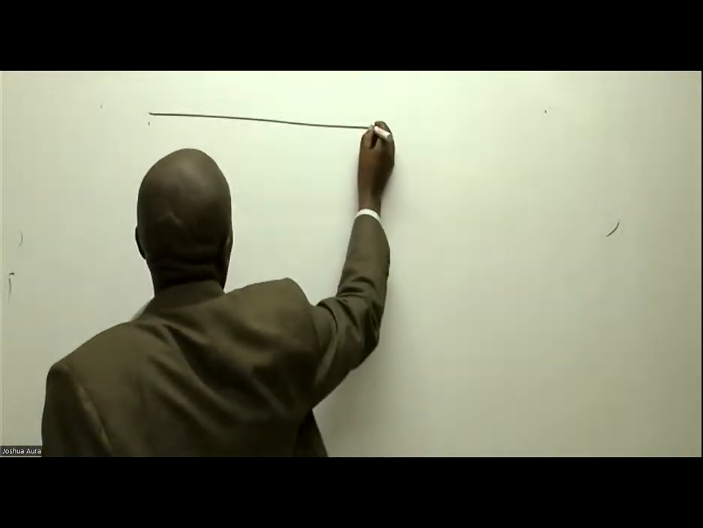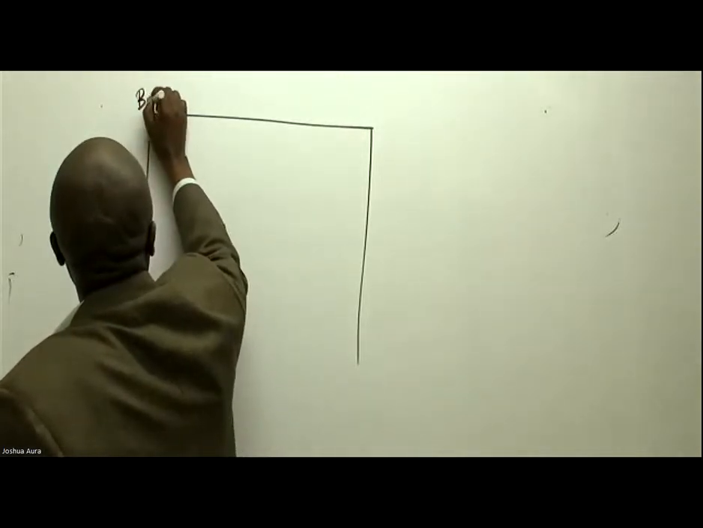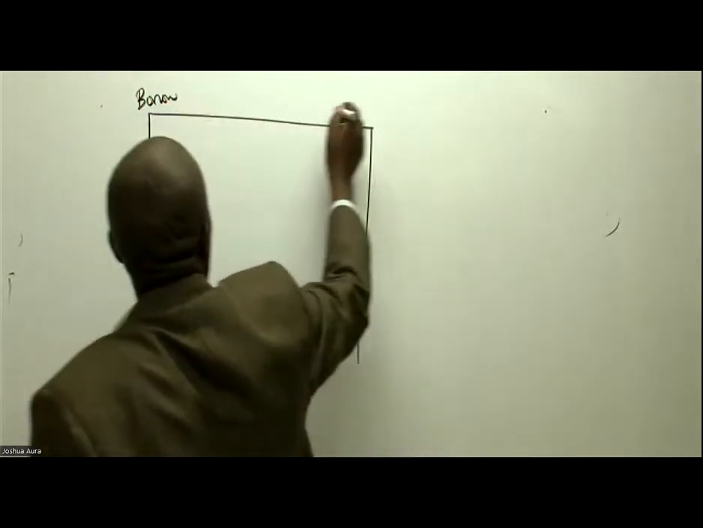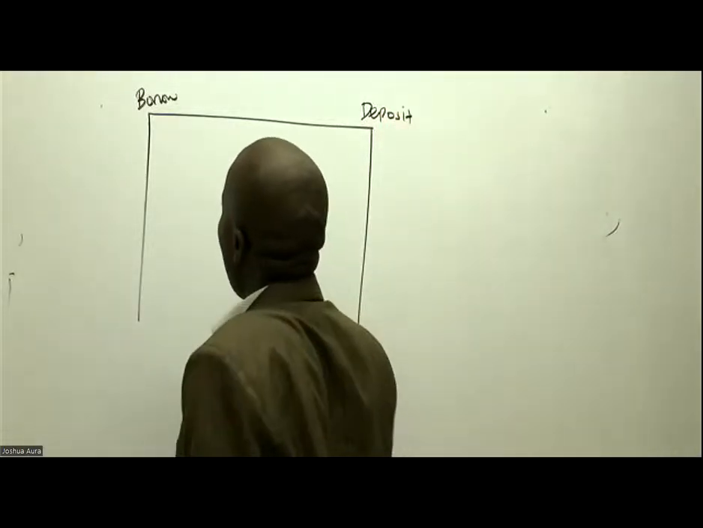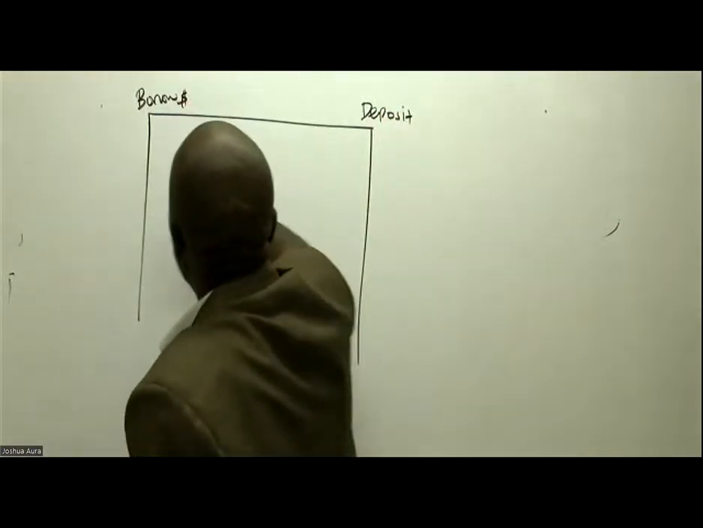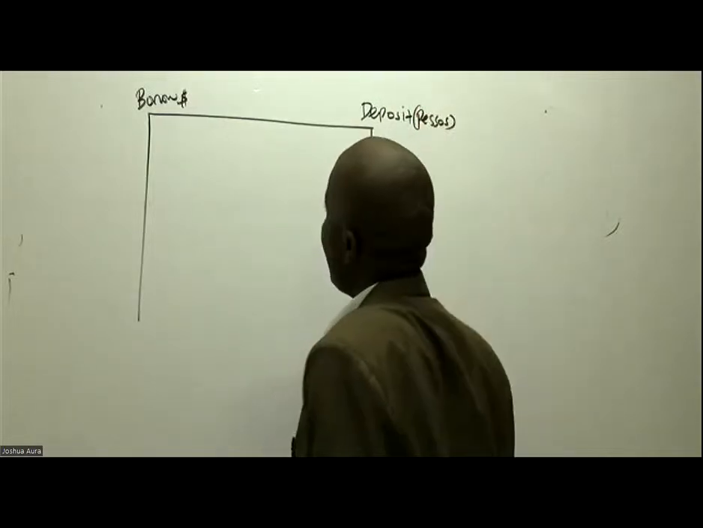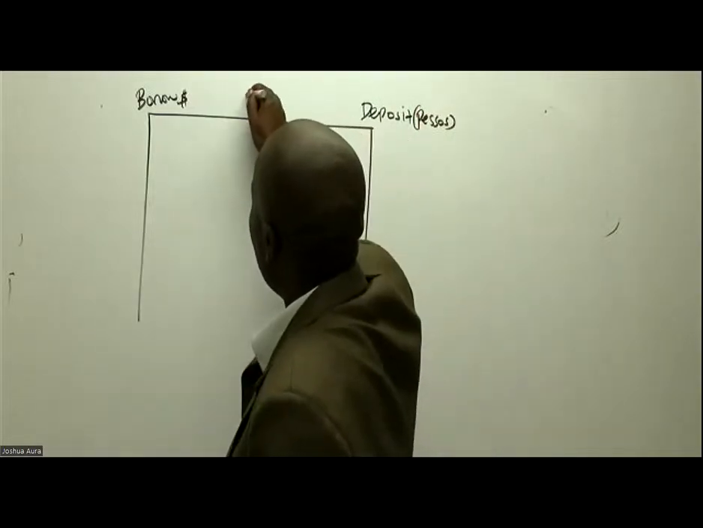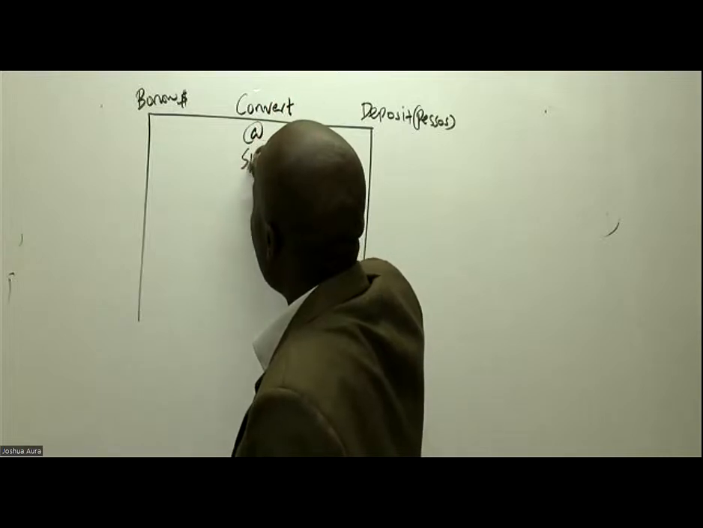So we are told like that. We have here borrow, and here deposit. We are borrowing the dollar and depositing the other currency, which is the pesos. And as somebody called Lily told us some time back, if it's money markets, we always convert at spot.